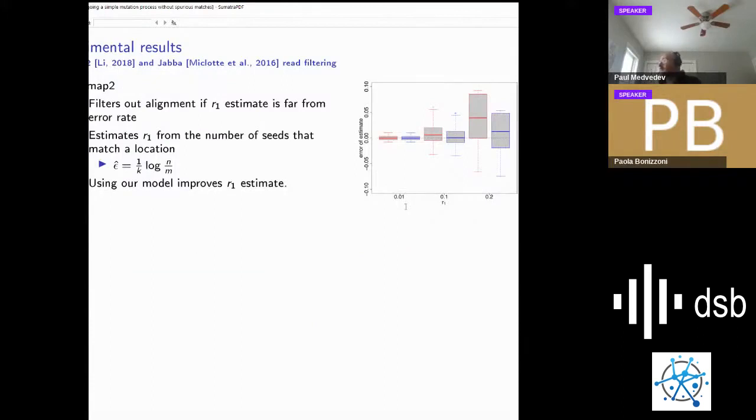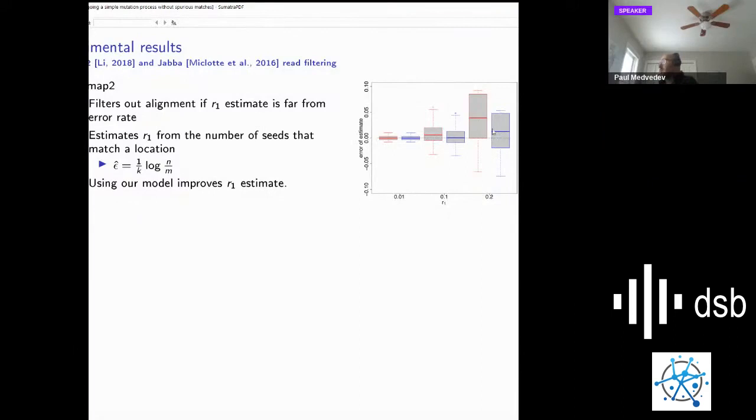Finally, we looked at the application with read alignment. So one was Minimap 2, which filters out alignments if the r1 estimate is far from the sequencing error rate, and it has its own way of estimating r1. But instead, we used our model to do our r1 estimate, and here, even as a function of different r1s, we have a smaller error, the blue, than Minimap does in the red.